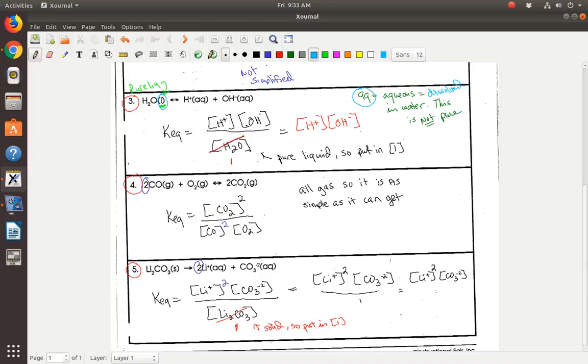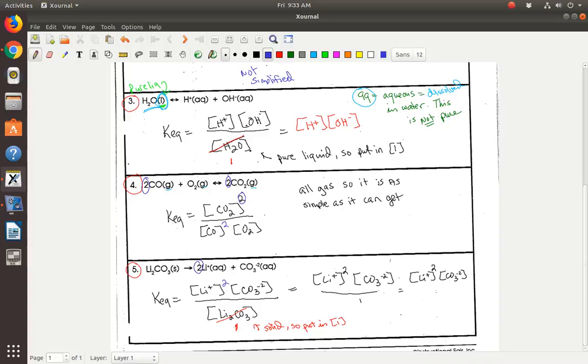But L, liquid, means the water is pure. So I put in the 1, and I end up losing that pure liquid on the bottom. Same thing down here. This one had only gases, so there was nothing to simplify. I just had to remember the exponents, and I didn't circle this one. That one's a 2 right there for you.